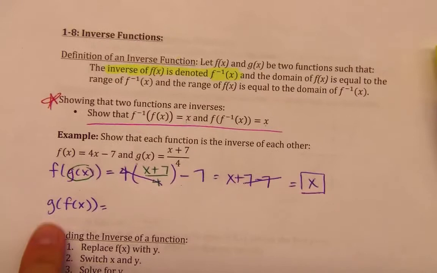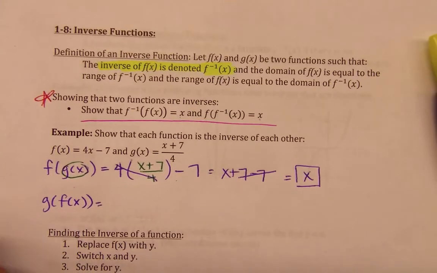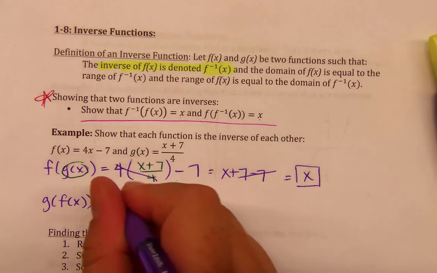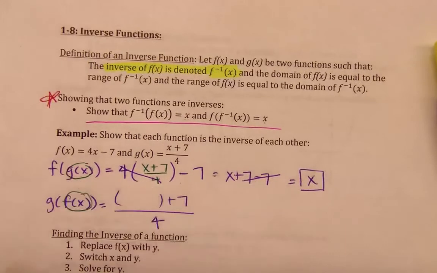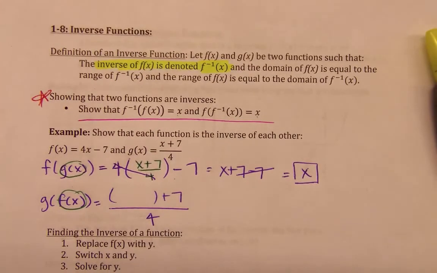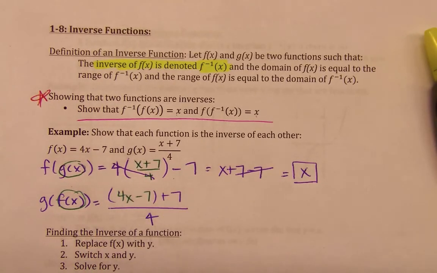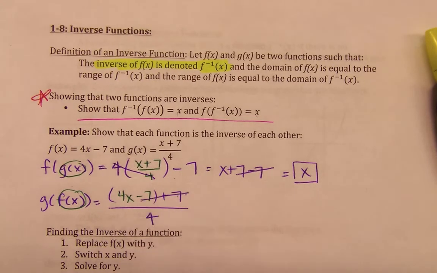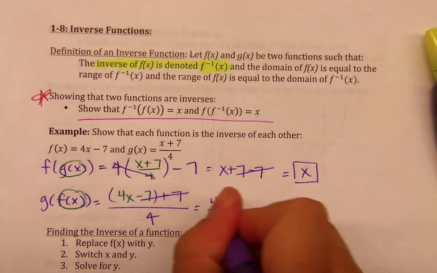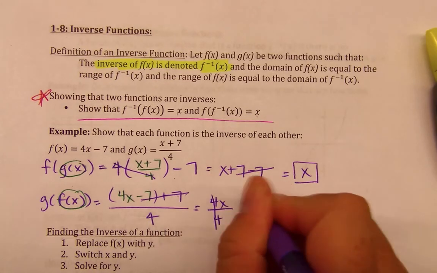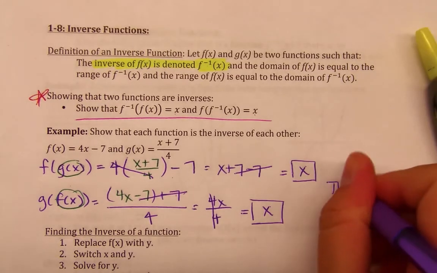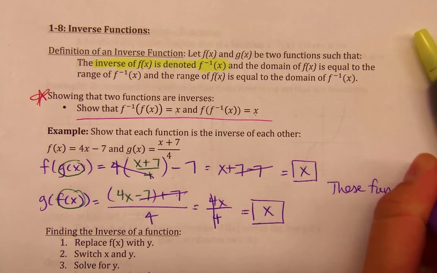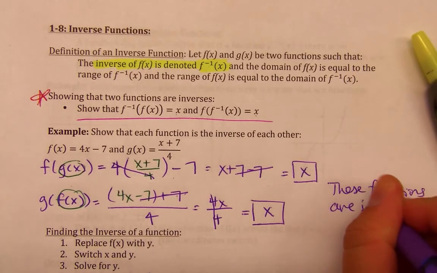So if this one got there, then now we need to check and make sure that this one does the same thing. So now g is our outside function, so I have x plus 7 over 4. And we're plugging in f, our inside function, and f is 4x minus 7. And we really don't need these parentheses here now, so I have negative 7 plus 7. And now I have 4x over 4. And the 4's cancel, and I'm left with x. So since I got x on both of these, then that means that these functions are inverses.